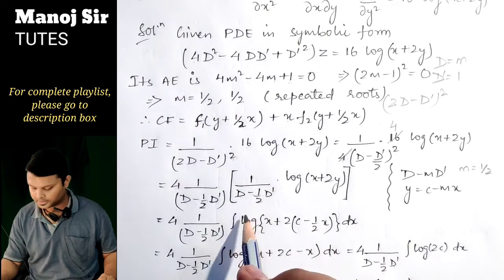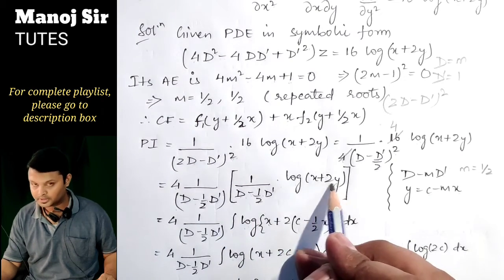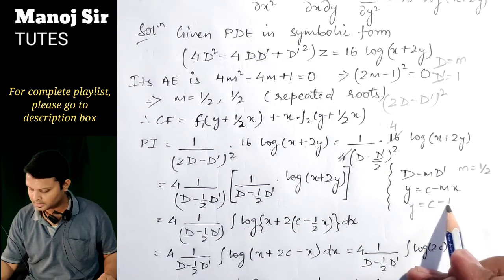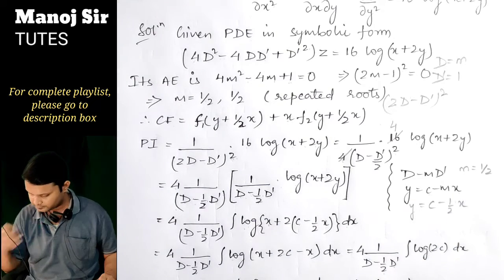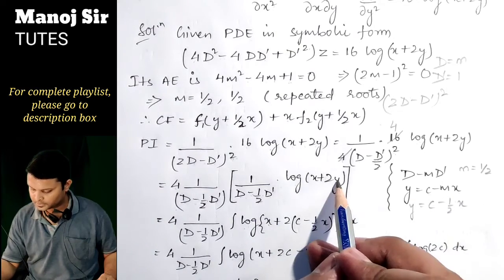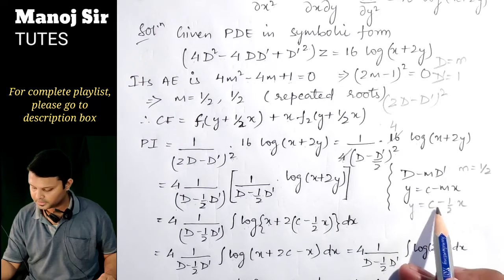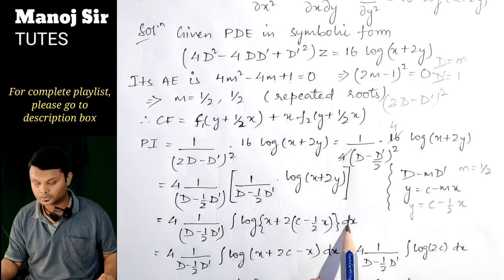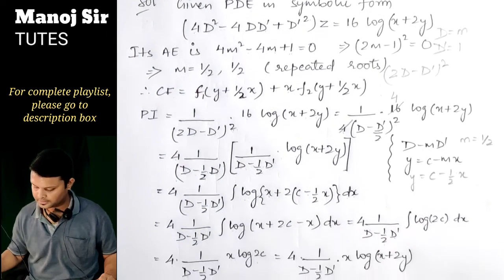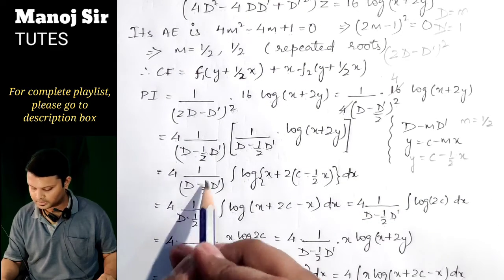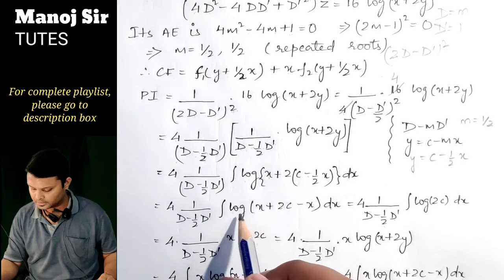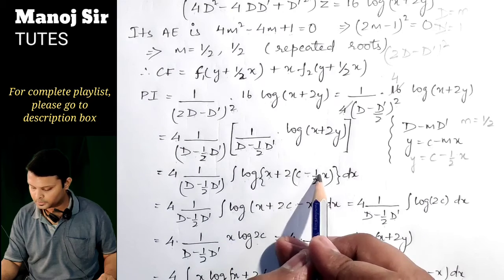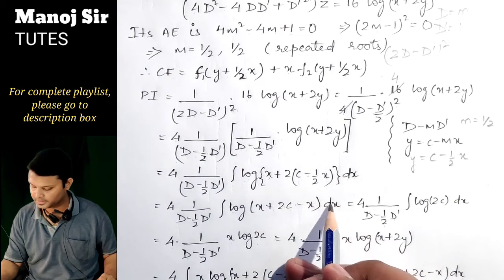So in place of this we'll integrate log(x + 2y), and in place of y we will put c − ½x, okay. So here c − ½x. Now don't forget to write this dx here. Now this part is as it is: integration x log of (x + 2c − 2 into half, that is 1 into x) dx, okay.